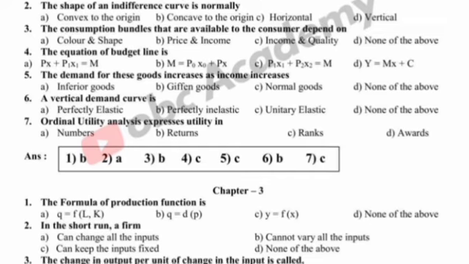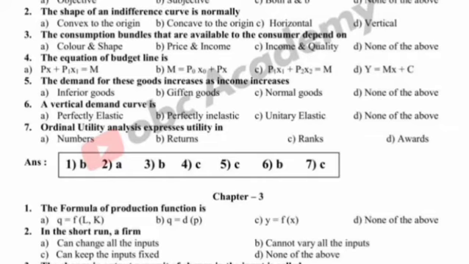We shall go to the second chapter. Question 1: utility is option A, objective, option B, subjective, C, both A and B, D, none of the above. The correct option is B, subjective. Second, the shape of an indifference curve is normally option A, convex to the origin, B, concave to the origin, C, horizontal, D, vertical. The correct option is A, convex to the origin.